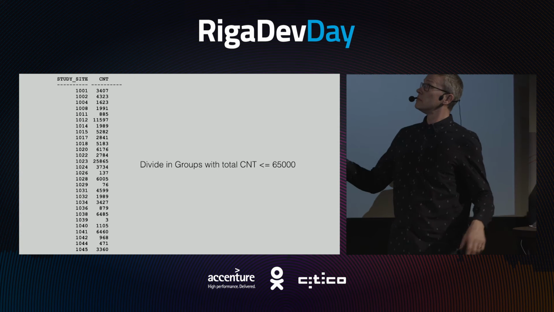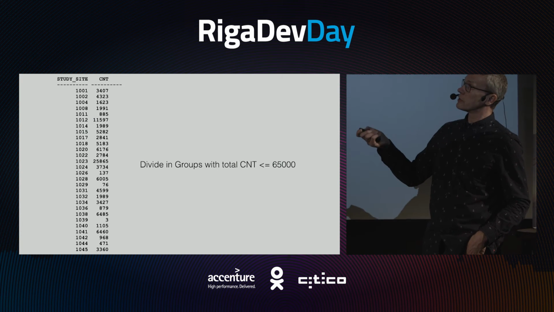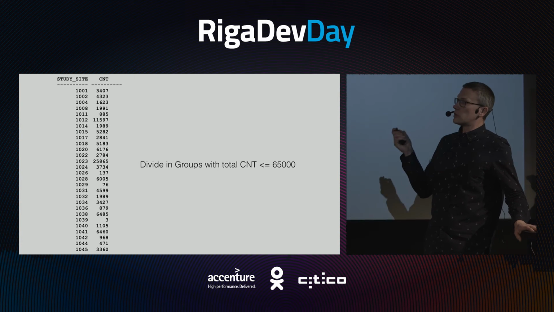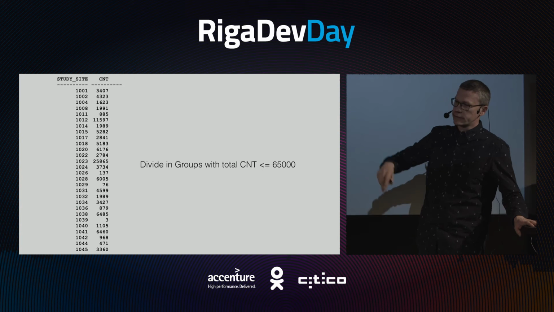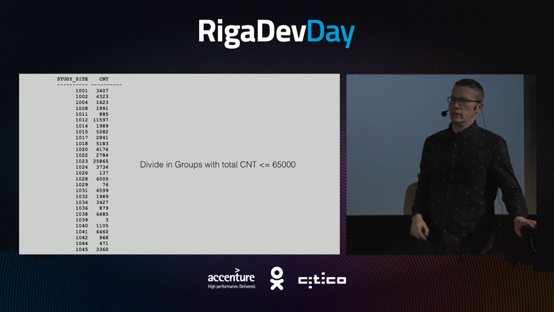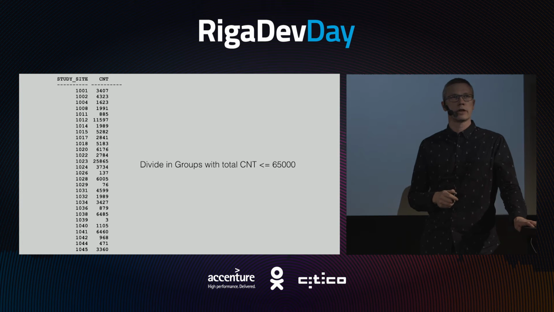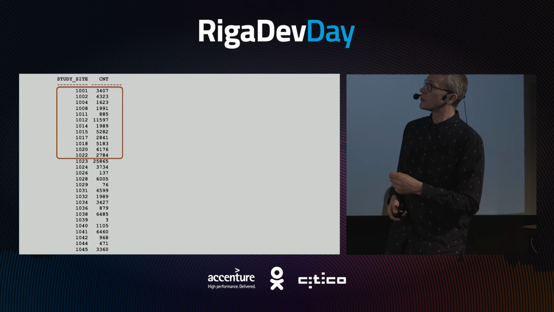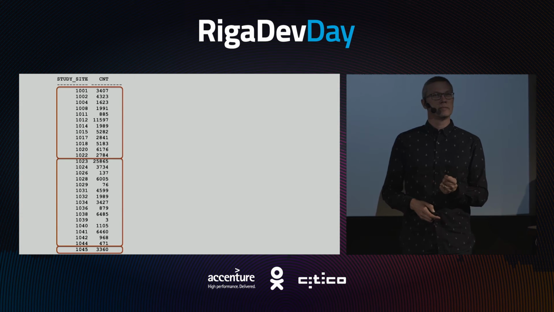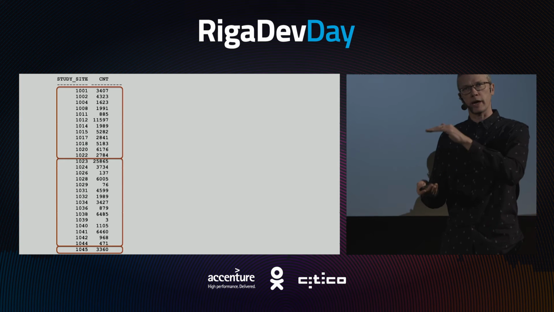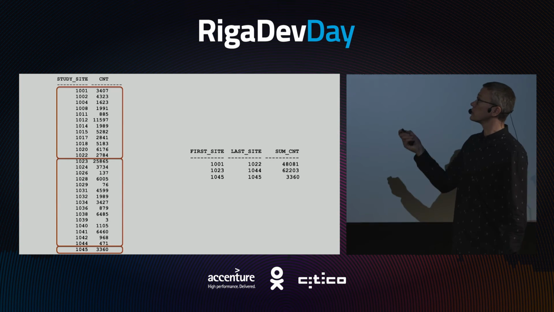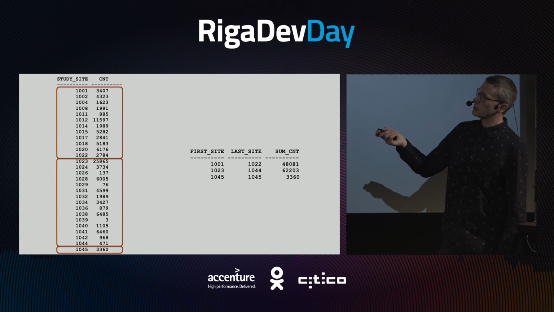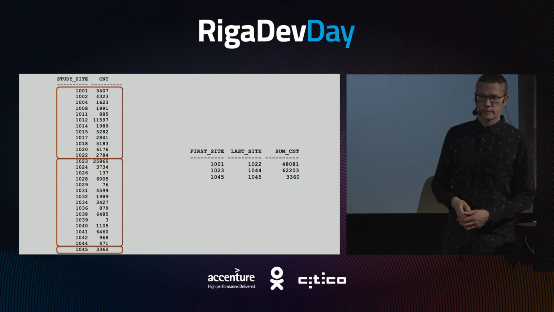He had this problem where he had a lot of data with different study sites and number of people attending, I think. And he wanted to divide it into groups as long as the total count didn't exceed 65,000. So if you do a quick calculation, you can see that there are 3 groups over there. And so he wanted to group by all of them. And you want to get the results out like that. So the first site, 1001, runs to 1022 and get the total count. So that was the objective.